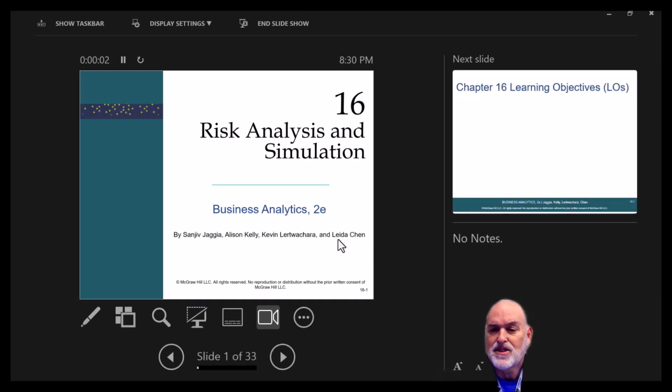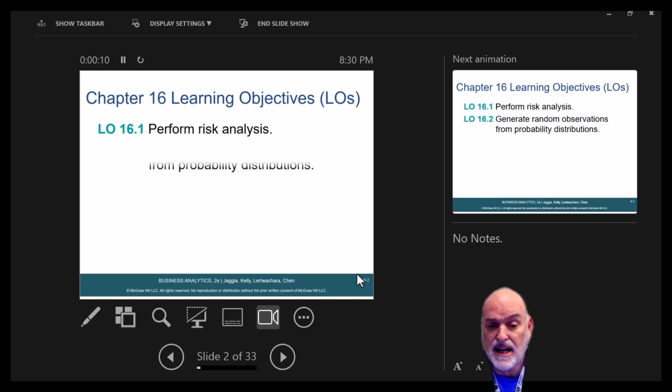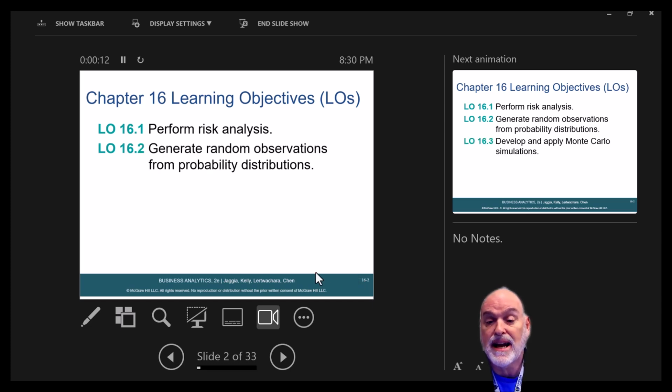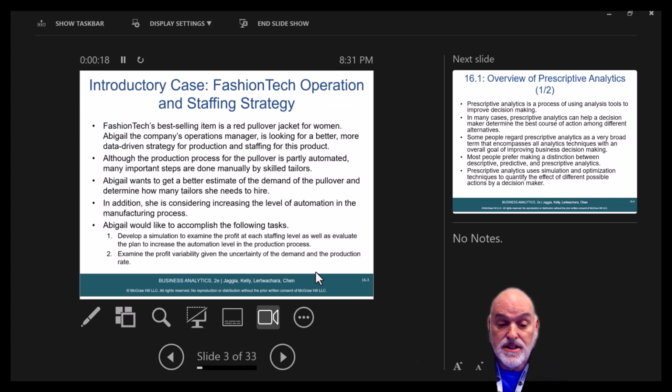This is Chapter 16, Risk Analysis and Simulation. Here are our learning objectives for today. Perform risk analysis, generate random observations from probability distributions, develop and apply Monte Carlo simulations.